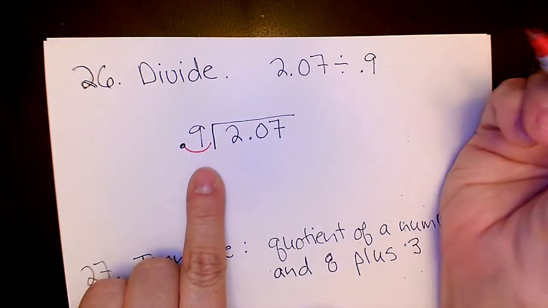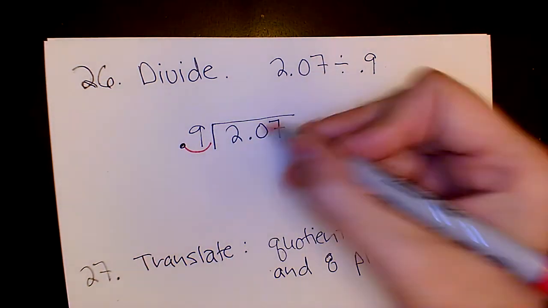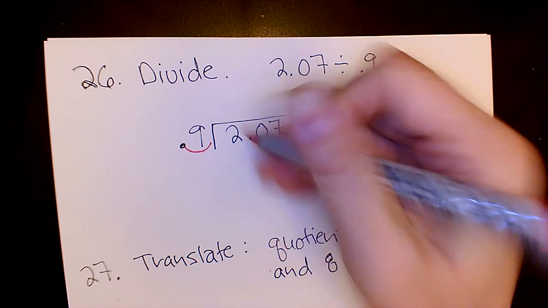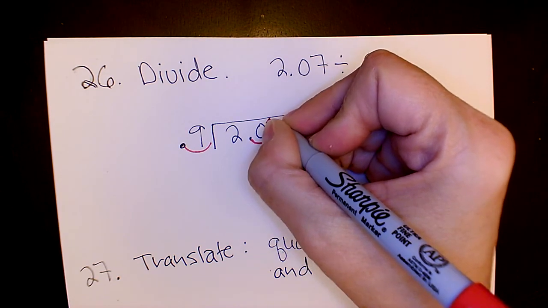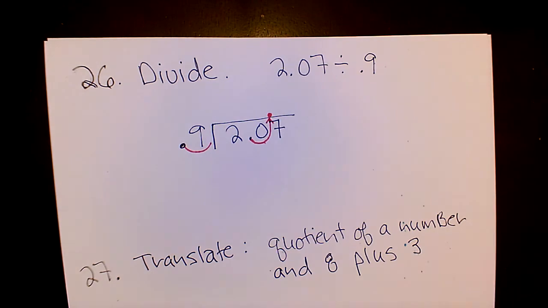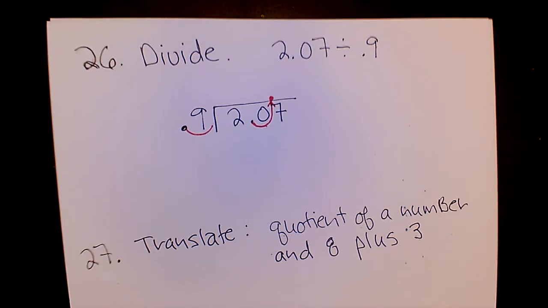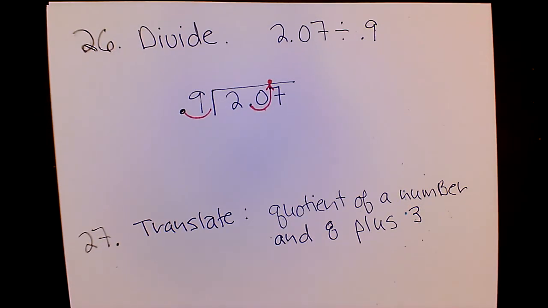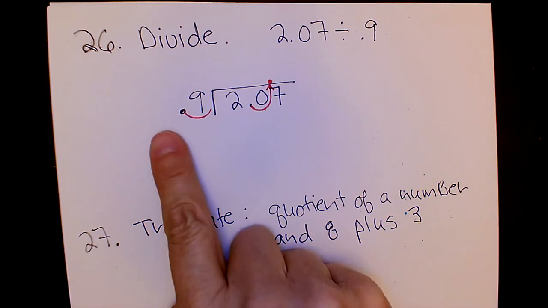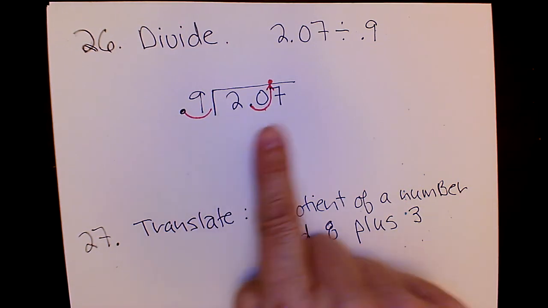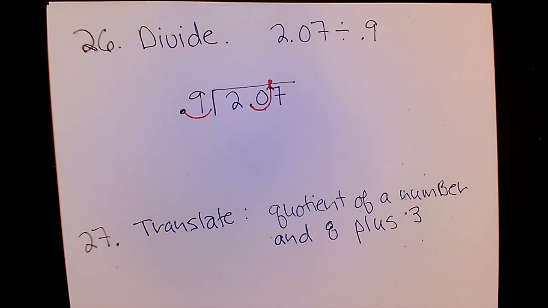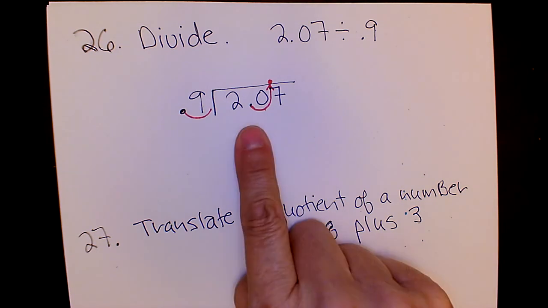And since I moved it over 1 on the outside, I have to move it over 1 on the inside, and I move it over 1 and straight up. So that's where my point is going to go on the top. However many places you move it to the right here, you've got to move it to the right that many places here.